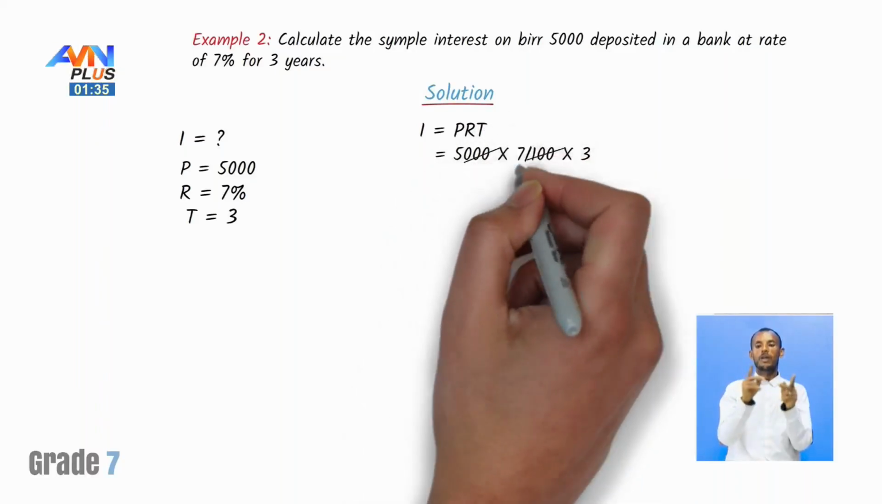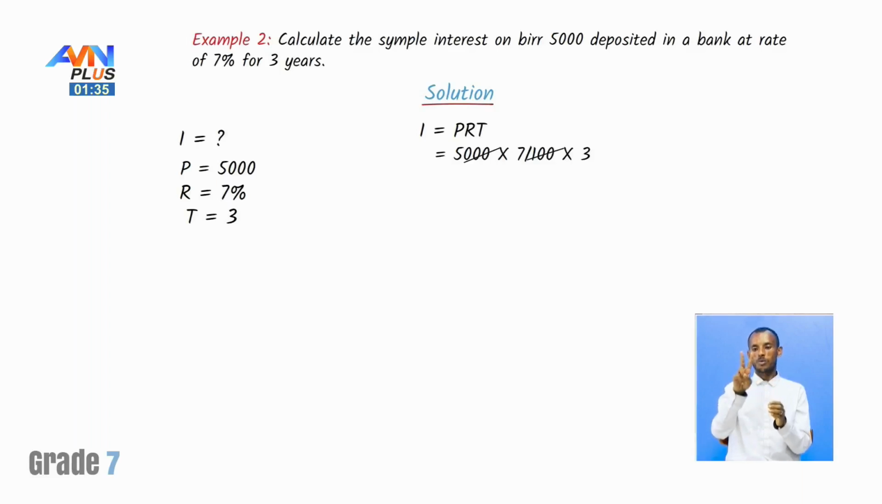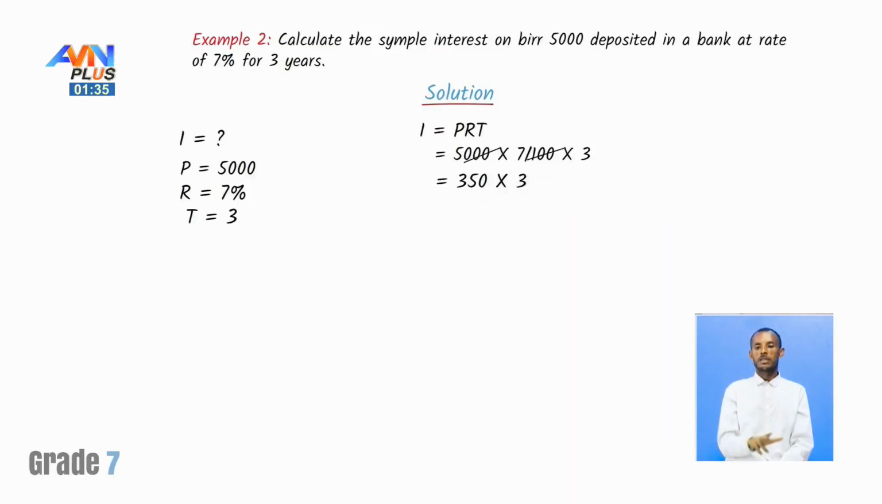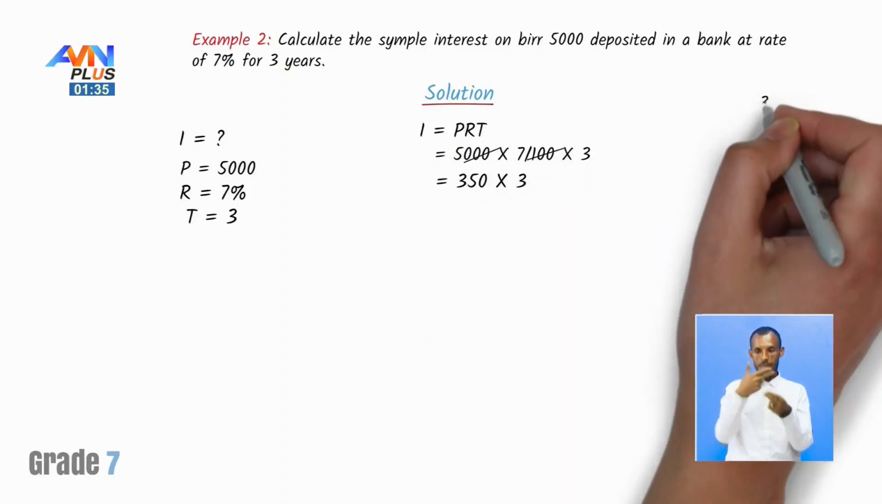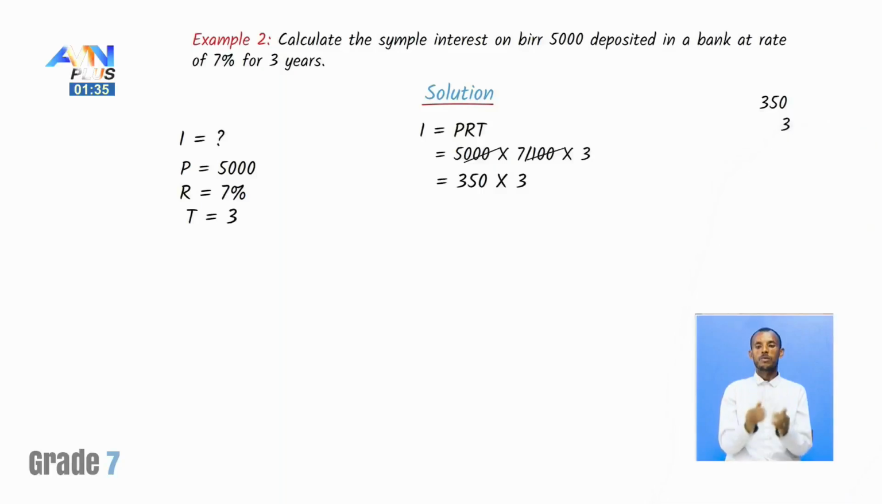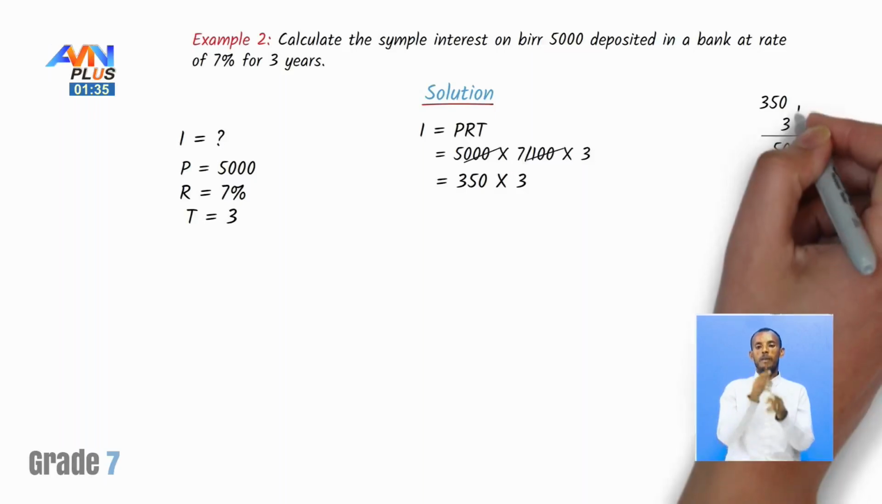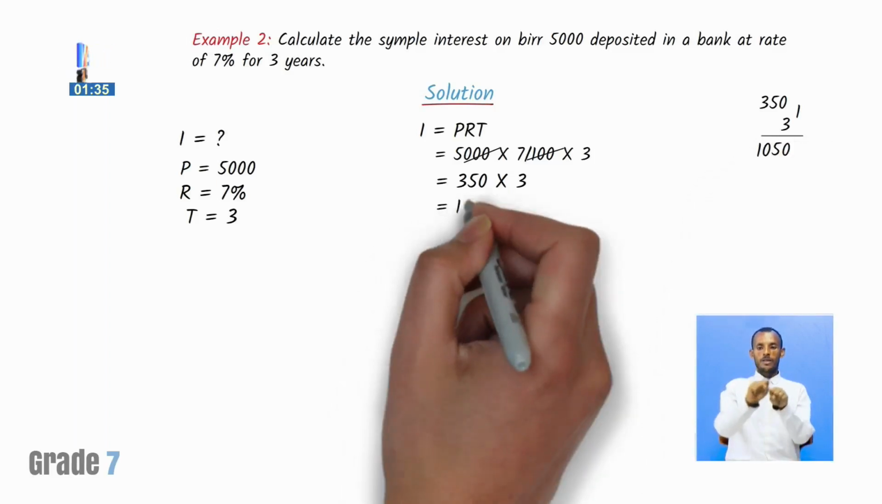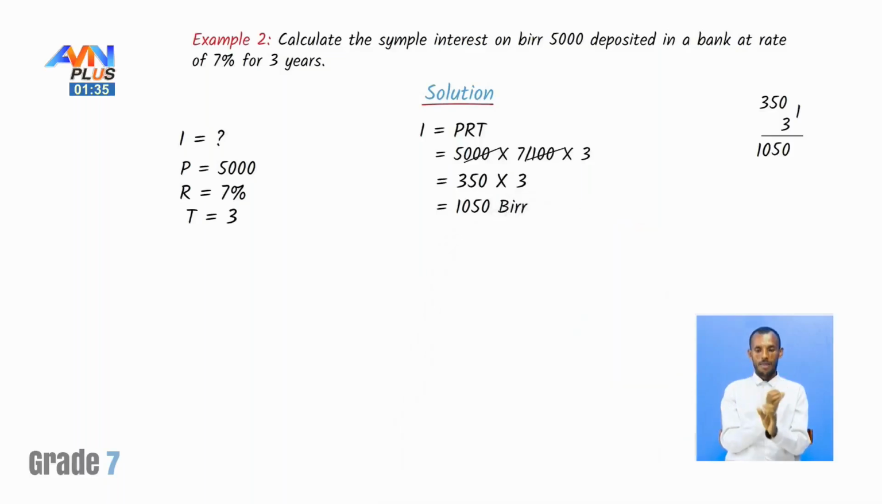Okay, so you can cancel these two zeros and you will have 50 times 7, which is 350, times 3. Let's multiply these two. 350 times 3: 3 times 0 is 0, 3 times 5 is 15, 3 times 3 is 9, plus 1 is 10. So the product of the two will be 1,050 birr. So this is how to calculate the simple interest.